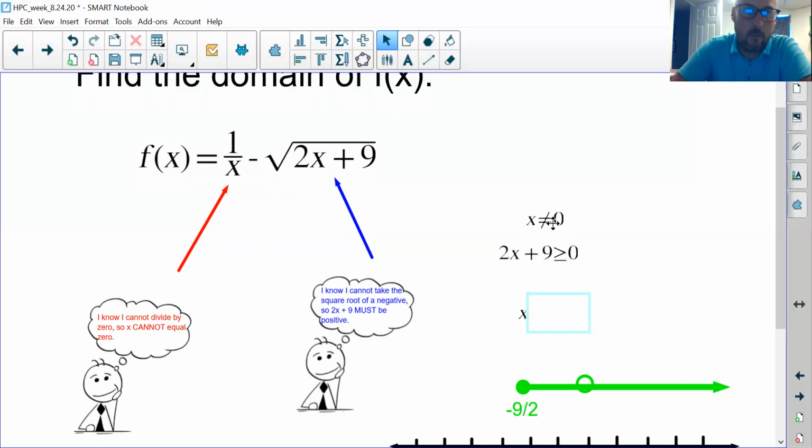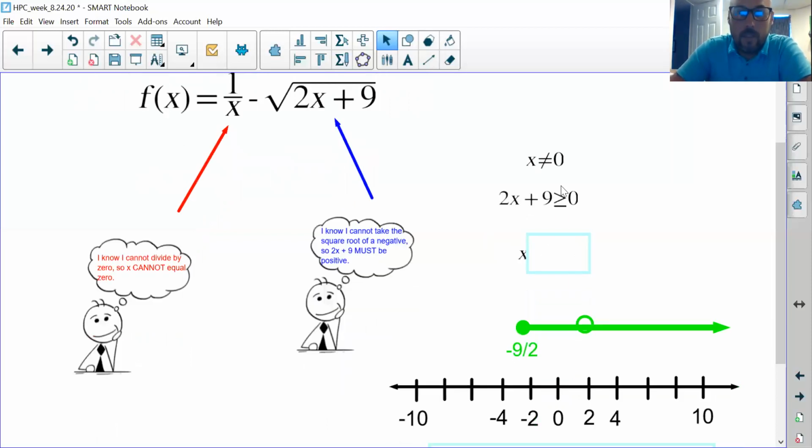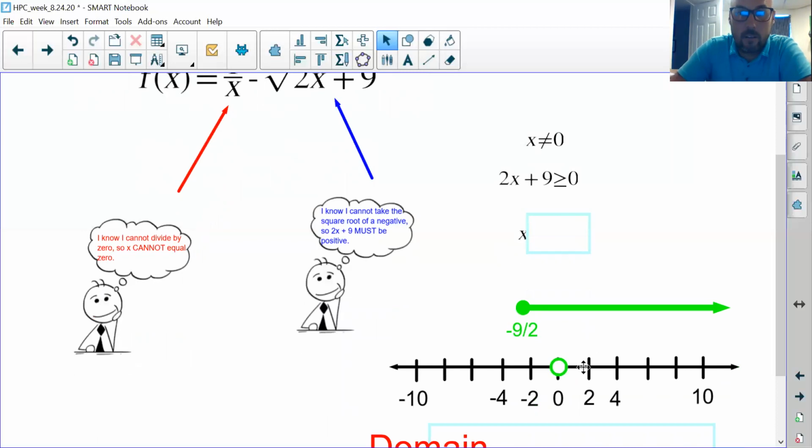This sufficiently describes your domain, but we need you to be good at interval notation. So we need to somehow express the same idea using an interval. Again, imagine the whole number line. And first of all, x cannot be 0. So there's a hole at x equals 0. So that divides our solutions into a big interval on the left and a big interval on the right.